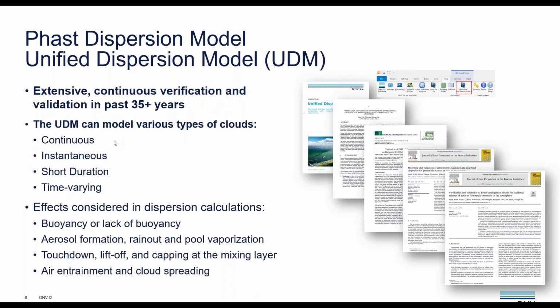The UDM can model various different kinds of clouds, for example, a continuous cloud, an instantaneous cloud, or a short duration cloud. We also take into account various effects in the dispersion calculations, whether your cloud is buoyant or not. If there is liquid in the release, I can have droplet formation, rainout, pool formation, pool vaporization, cloud touching down, cloud lifting off, or it can cap off the mixing layer. We also consider how the cloud mixes with air in the atmosphere, air entrainment, and cloud spreading.